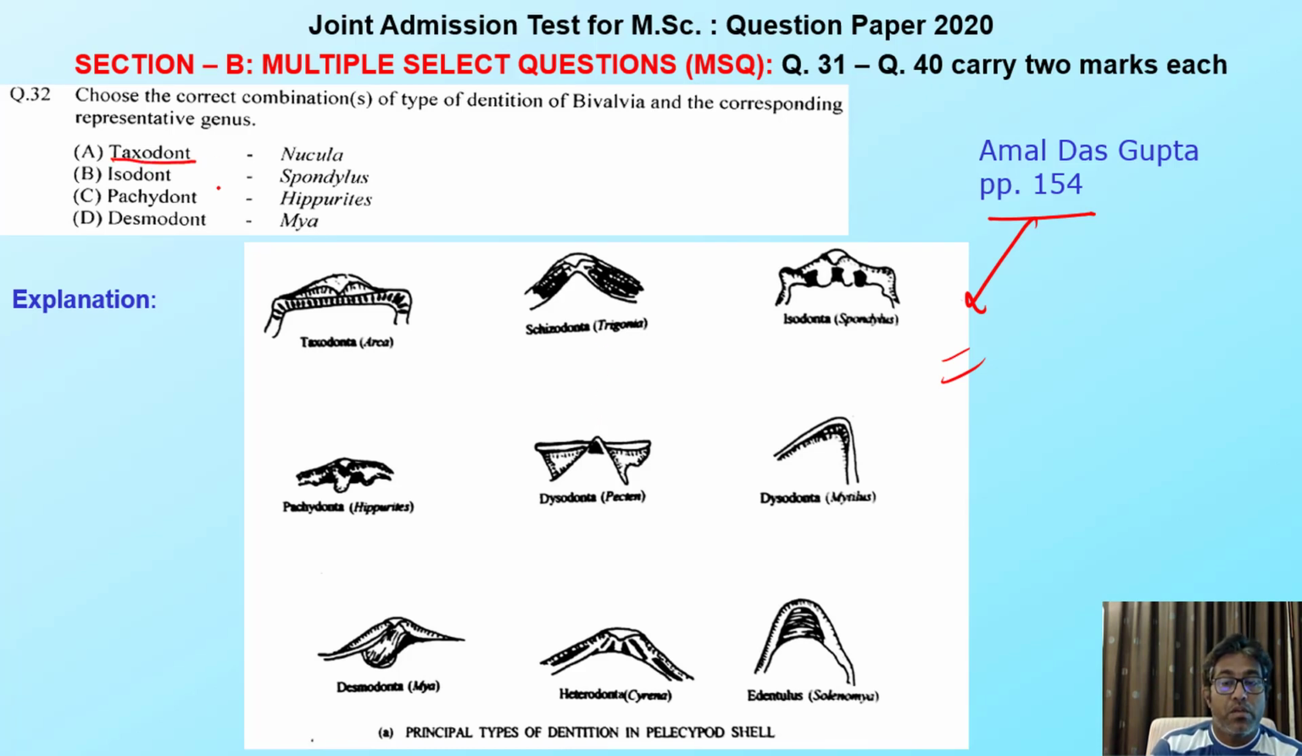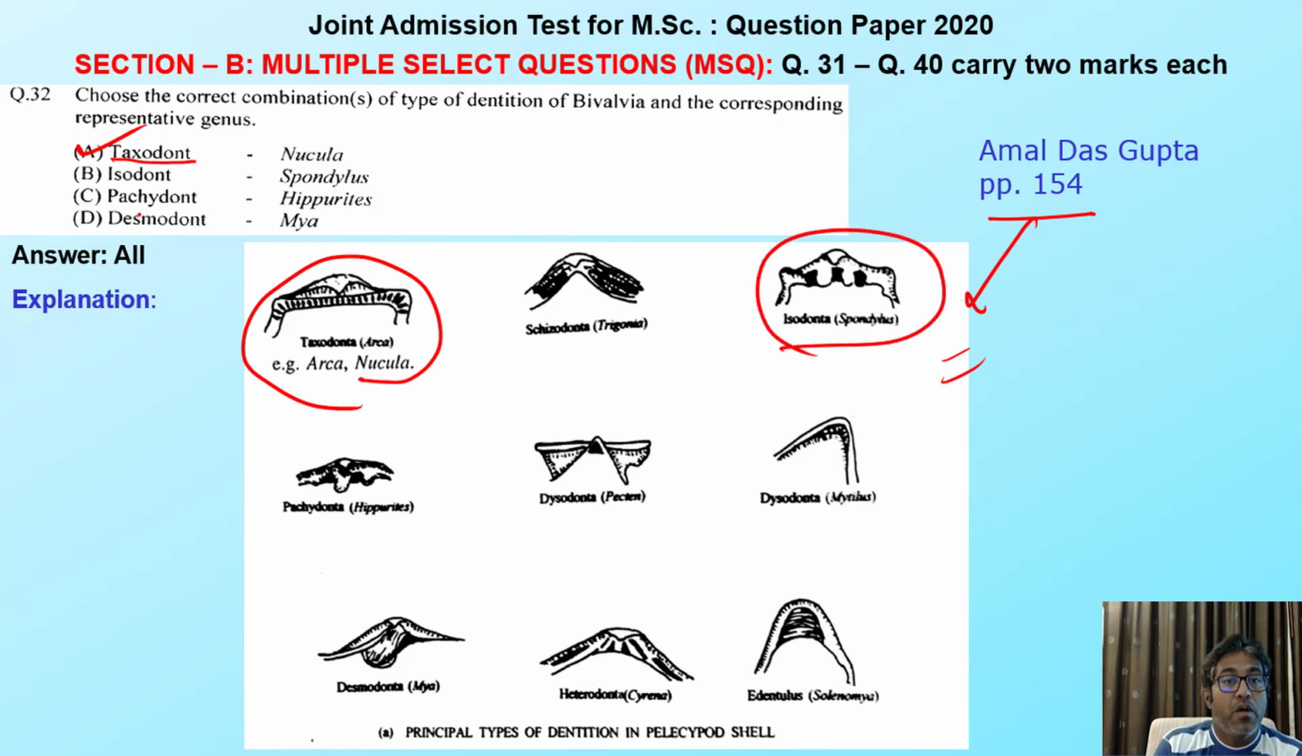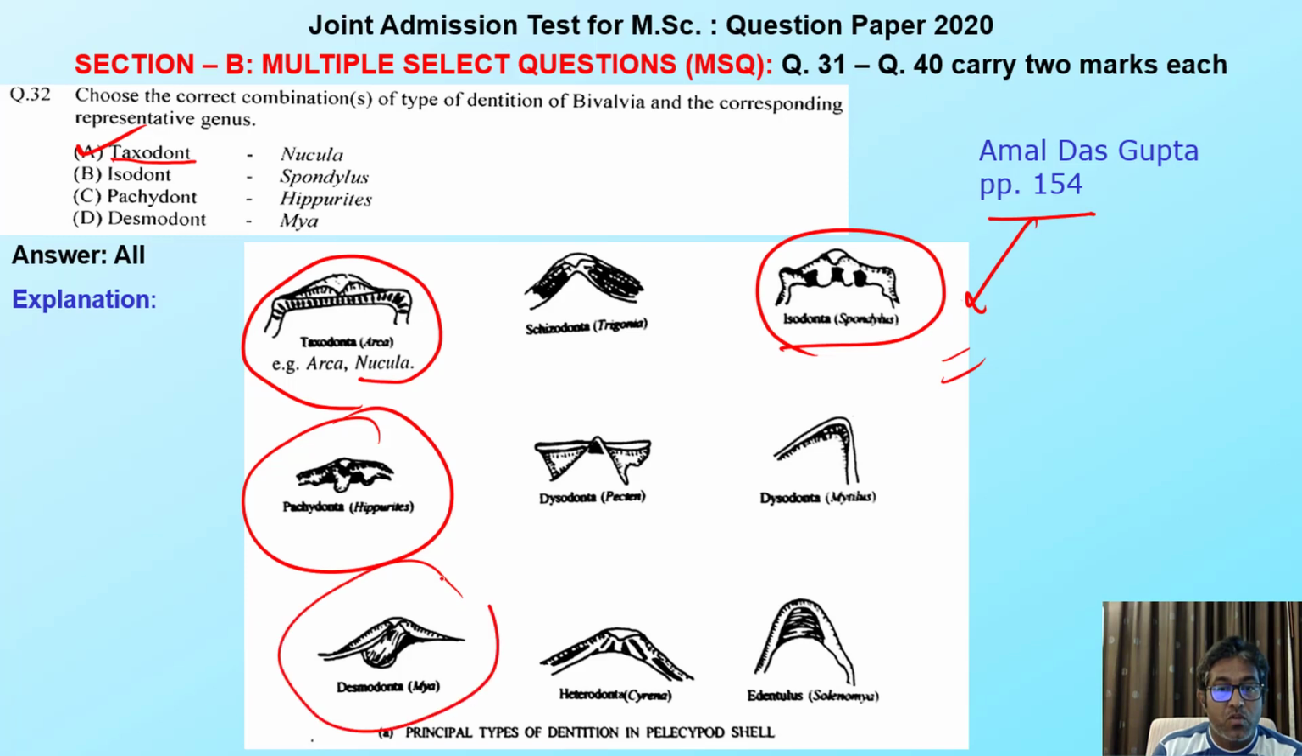Taxodont is related to Nucula or Arca, so my option is okay. Isodont is related to Spondylus. Pachyodont is Hippurites, and Desmodont is Mya. So all options are correct. Pecten is Dysodont, you can say, and Mytilus is Dysodonta. You have to remember all the dentitions and their particular genus. You have to remember all.